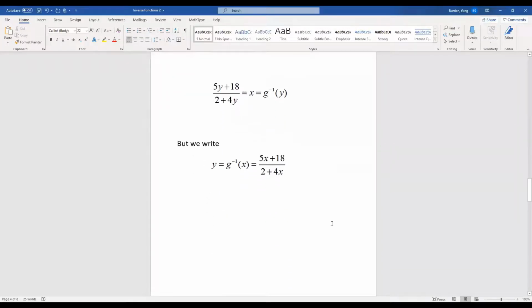Here's the thing I was just talking about all over again. And then we write it like this: y equals g inverse of x equals 5x plus 18 over 2 plus 4x.